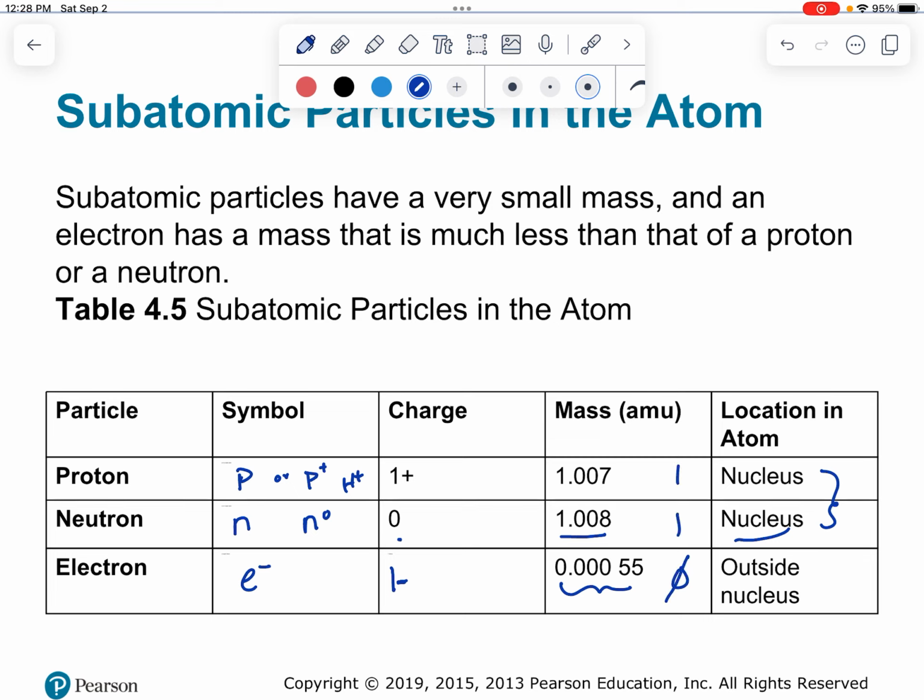Which of the following subatomic particles fits each of the descriptions below? Found outside the nucleus. Has a positive charge. Has mass but no charge. Take a moment and answer. Pause. And then here are the answers.